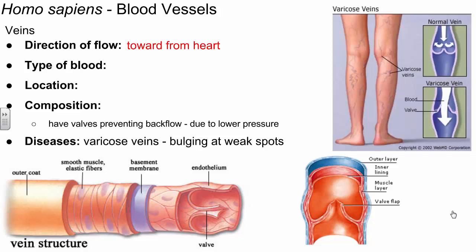What type of blood do veins carry typically? Except for the pulmonary vein, because that's carrying blood from the lungs back to the heart.